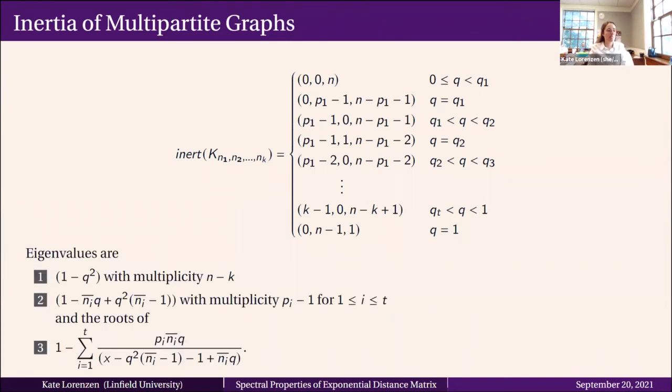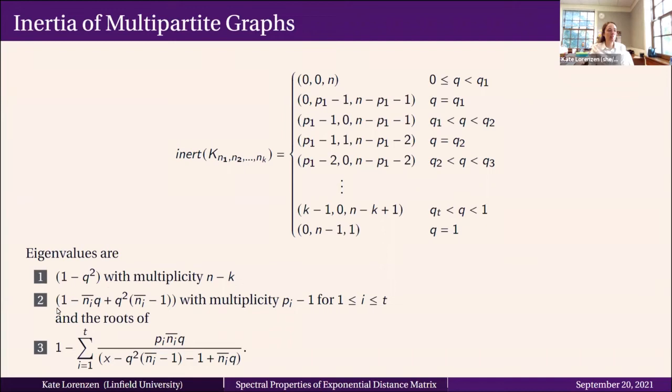So what's really happening is that the eigenvalues in my multipartite graph come in one of 3 forms. The first form is 1 minus q squared, and this has multiplicity n minus k, where k is the number of components that I have. And when q is strictly between 0 and 1, these are going to remain positive all the time. So when q is close to 0, I have all positive eigenvalues. And then as q gets closer to 1, a lot of them become 0 at one value of q and then turn negative, except for these n minus k. These are going to stay positive until q actually equals 1, and then something else happens.